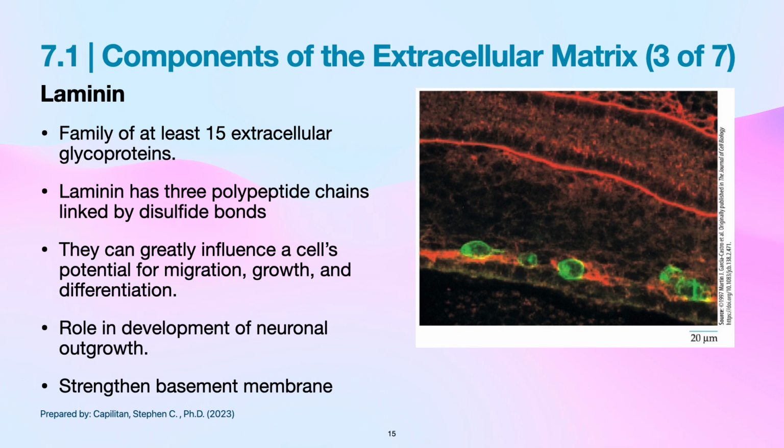Next is the laminin. This consists of a family of at least 15 extracellular glycoproteins. Laminin has 3 polypeptide chains linked by disulfide bonds. They can greatly influence a cell's potential for migration, growth, and differentiation. They also have a role in the development of neuronal outgrowth, and they strengthen the basement membrane. This is the figure of a laminin in this slide.